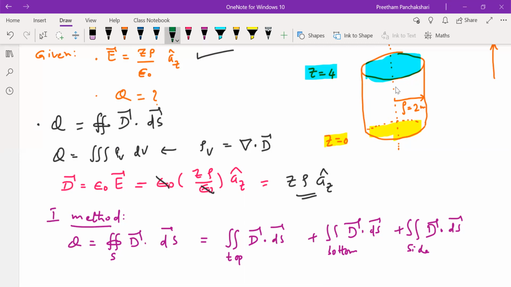Similarly, the cylindrical side has a fixed radius of rho equal to 2. So the radius is constant on the given cylinder. Rho equal to 2 is a cylindrical surface. z equal to 4 is a circular surface. z equal to 0 is also a circular surface. All the three put together form the closed cylinder.